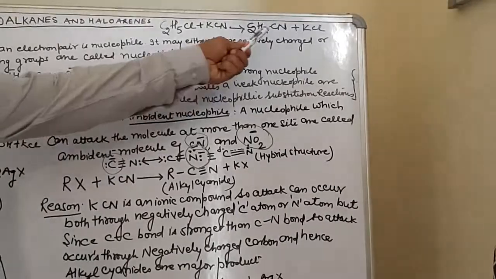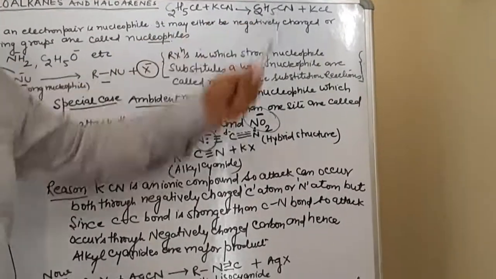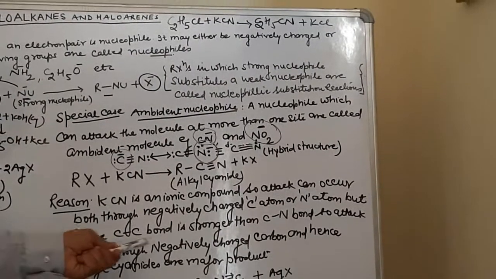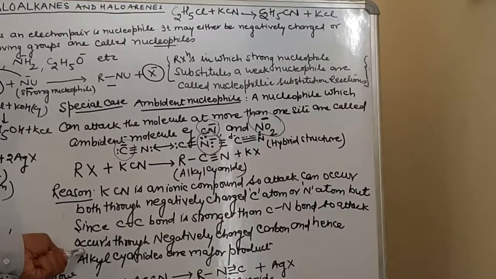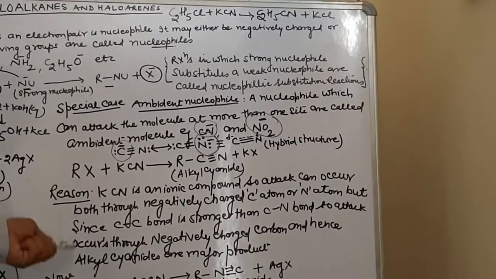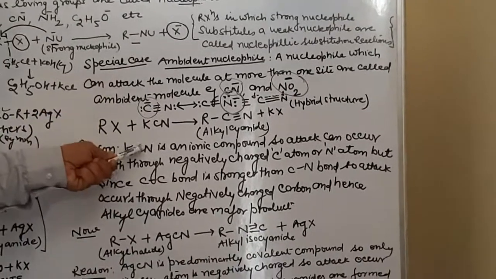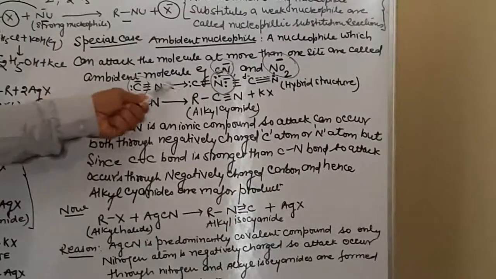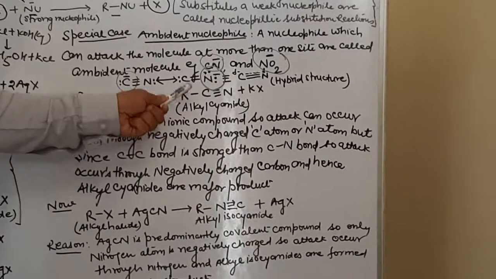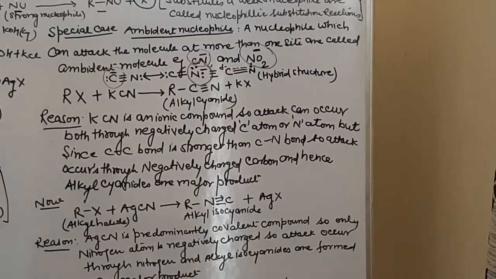Although there was a possibility of forming both cyanides and isocyanides, in this case the carbon-carbon bond is stronger as compared to the carbon-nitrogen bond. A question which has been asked in the board examination earlier also, and is always a word-coming question in the board examination. So remember, what are ambident nucleophiles, and why, when KCN attacks the alkyl halide, alkyl cyanides are formed, because the carbon-carbon bond is a stronger bond as compared to the carbon-nitrogen bond.